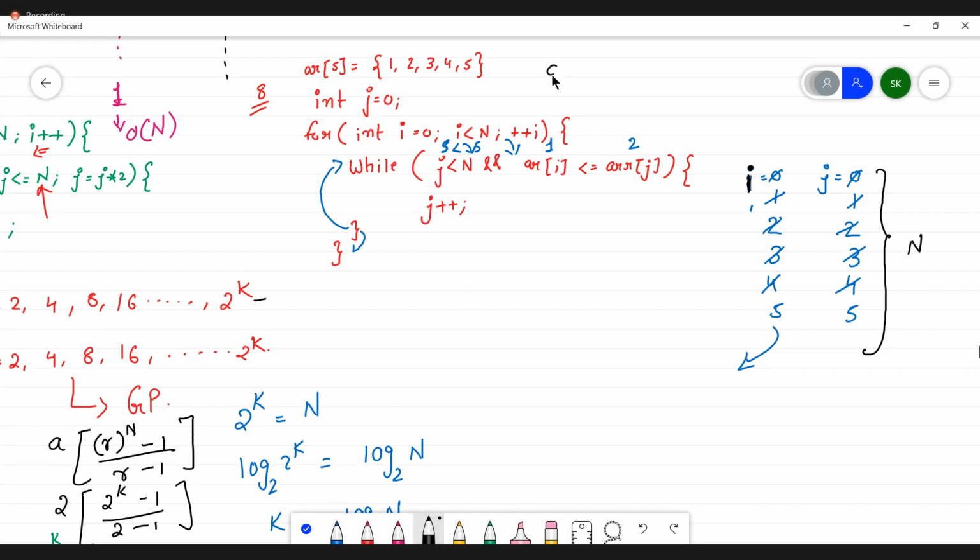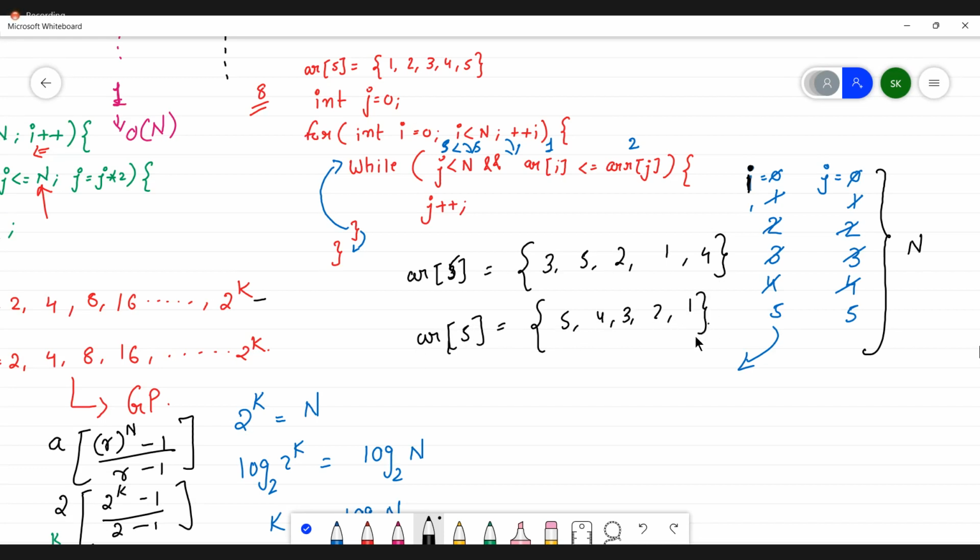Okay, you can take multiple scenarios for the array if anyone has confusion. I'll give you the array values. Just a minute. You can take the array value as, or you can take a perfectly opposite case of it as 5, 4, 3, 2, and 1. Take these two cases and then identify what will be the complexity.